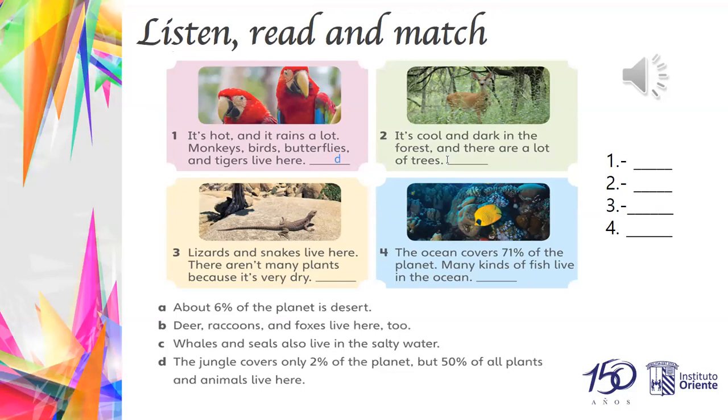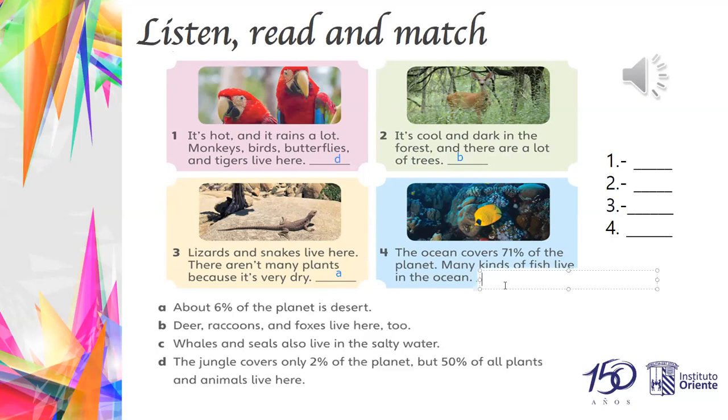Great. Number 2. It's cool and dark in the forest, and there are a lot of trees. So what is this one, guys? Is the letter? Yes, B. Deer, raccoons, and foxes live here too. So it is the letter B. Excellent. The next one, number 3. Lizards and snakes live here. There aren't many plants because it's very dry. So, the letter is, yes, letter A. About 6% of the planet is desert.